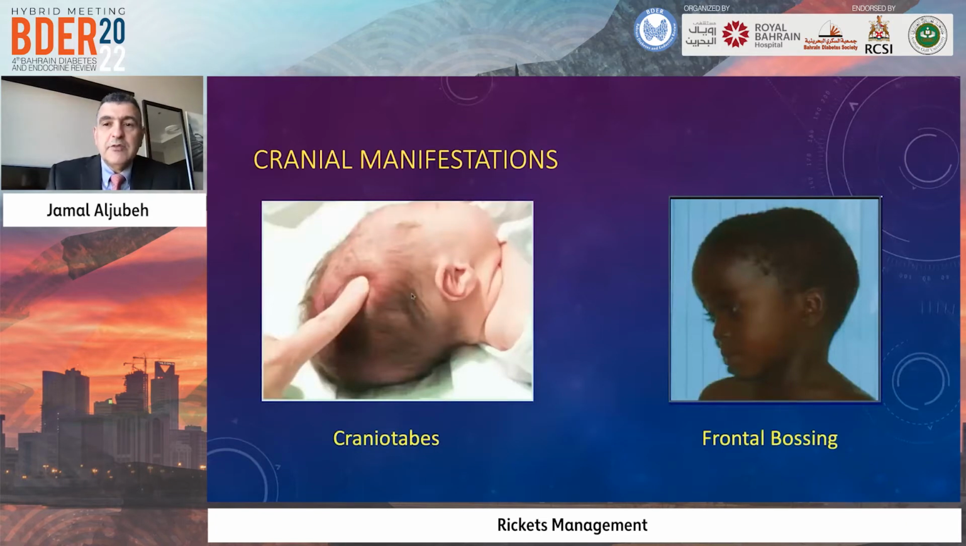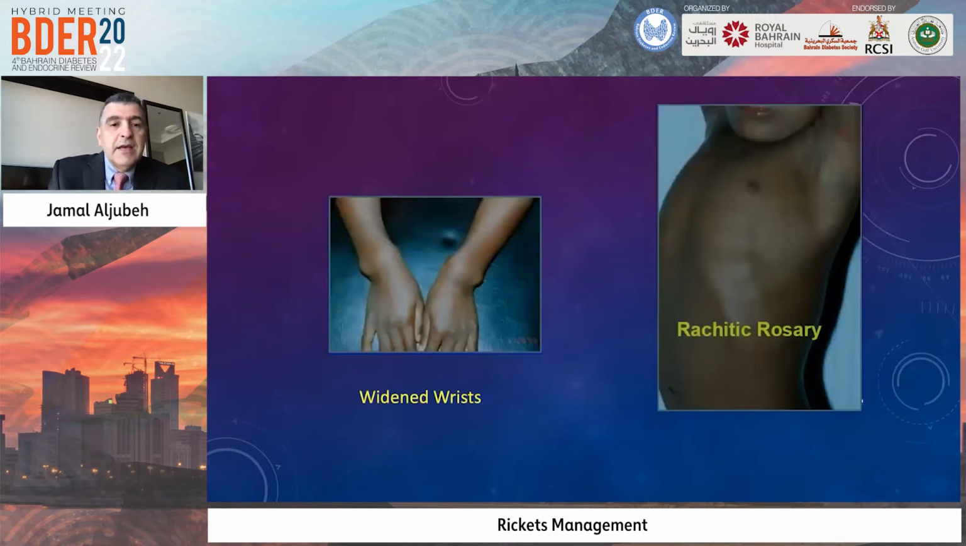Craniotabes is softening of the skull bone. Frontal bossing can be obvious as in the shown picture. Widening of the wrist. We can also see widening and deformity at the ankles, as well as rachitic rosaries at the costochondral junction, and Harrison sulcus in the area below the ribs.